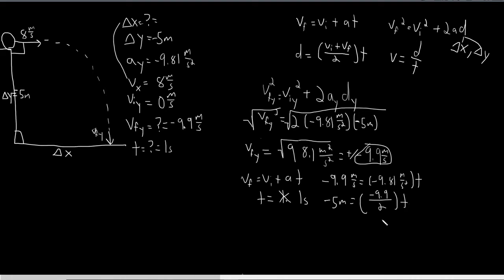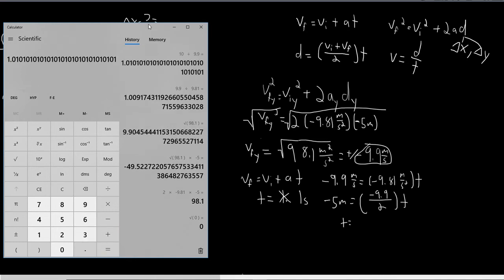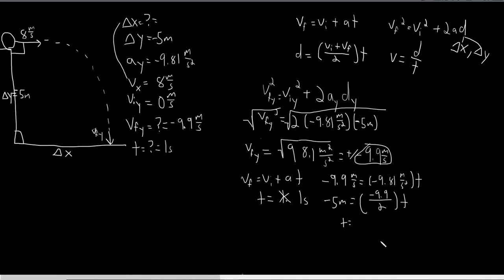So I've got 5 times 2, which is 10. Negative 10, since negative 5, divided by negative 9.9. So I've got 10 divided by 9.9. Round that off to 1, close enough. It's still 1 second. So like I said, you can use either that one or that one. You're going to get the same answer. You can use both of those to solve for time in this case, which is great.